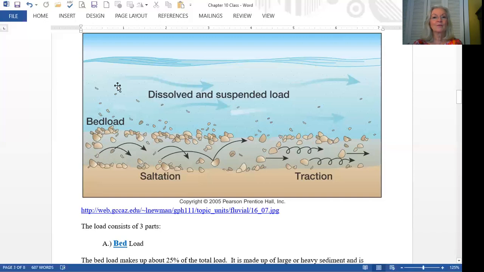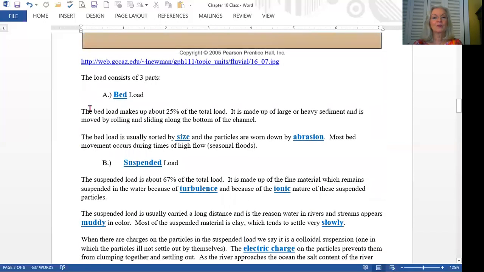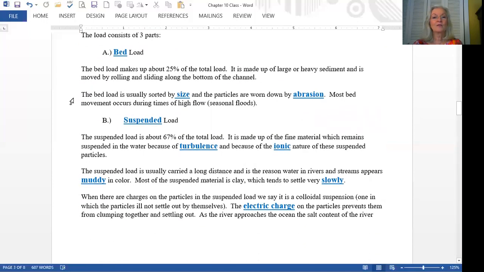Moving right along, let's look at some of our parts to it. So the bed load, as I said, is one of the 3 parts to the load. It takes up about 25% of the total load, and that's the big, heavy stuff. And again, the material bumps and jumps along the stream channel itself. The bed load is sorted by size. So what that means is that the heavy stuff gets deposited pretty close to where it entered the water, and it's always on the bottom.